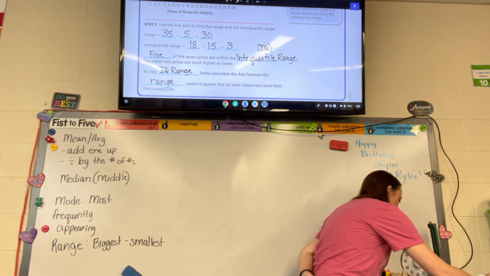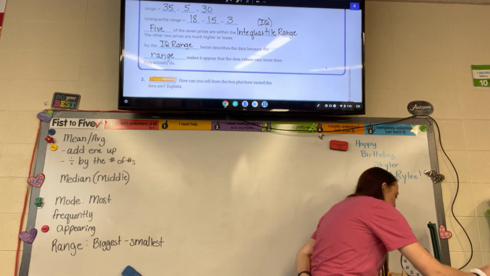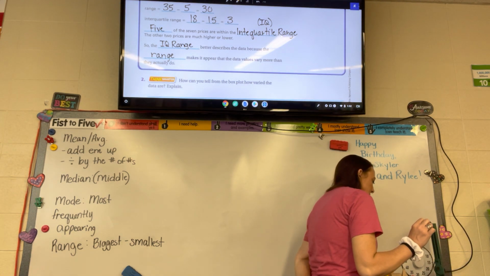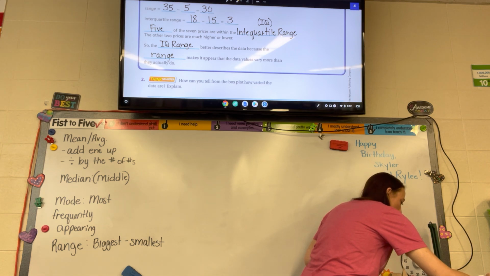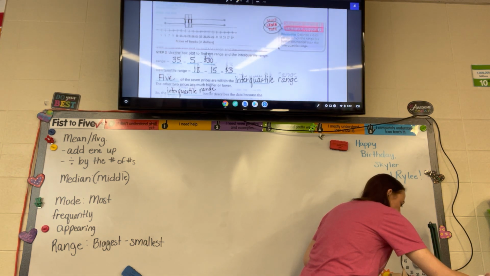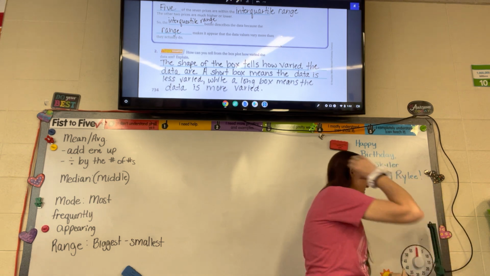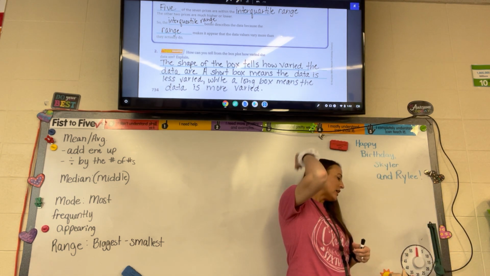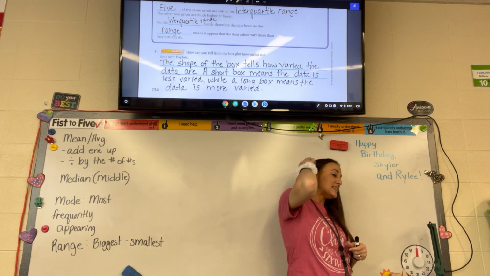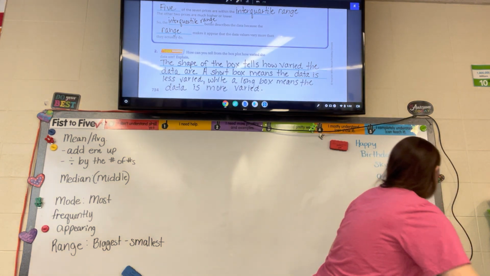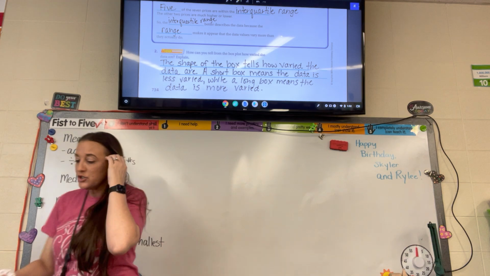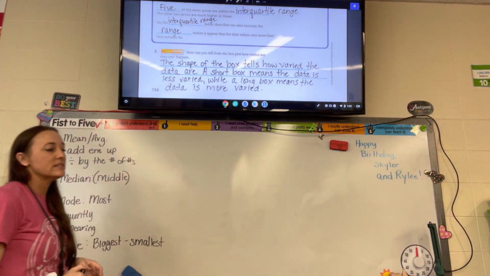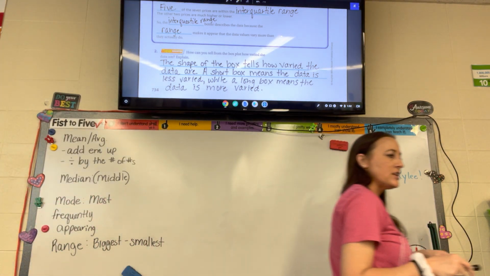At the bottom, it says, how can you tell from the box plot how varied the data are? The shape of the box tells how varied the data are. A short box means the data is less varied. A long box means the data is more varied. So that's in general. Copy this down. I think this is the last of the longer answers that we have to copy down.